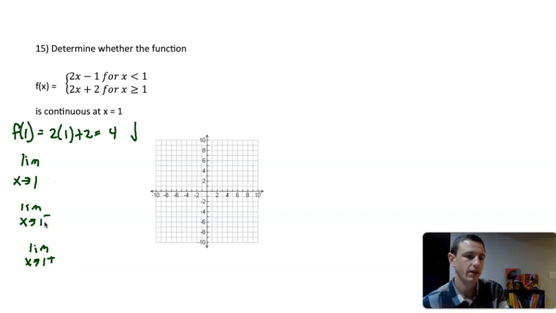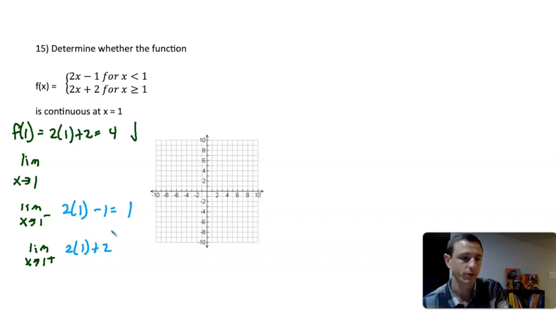So let's check out the limit as x approaches 1 from the left. Which function am I going to use if I want to come in from the left? This one is from the left because it's less than. So that means for all the x values less than 1, that's coming in from the left. So I'm going to use that function to evaluate 1 from the left. So 2 times 1 minus 1. 2 times 1 is 2, minus 1 is 1. And then coming in from the right, I want to use this one. So 2 times 1 plus 2. It's greater than or equal to 1, so that's why I'm coming in from the right, and why I'm using that one. 2 times 1 is 2, plus 2 is 4.